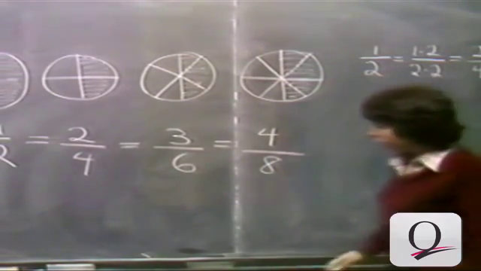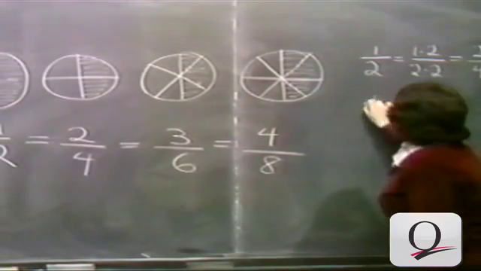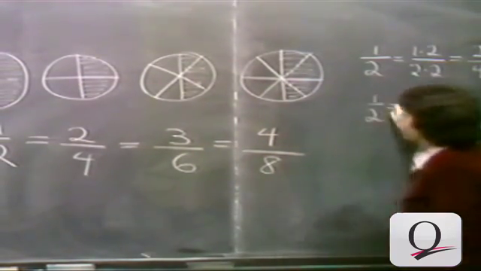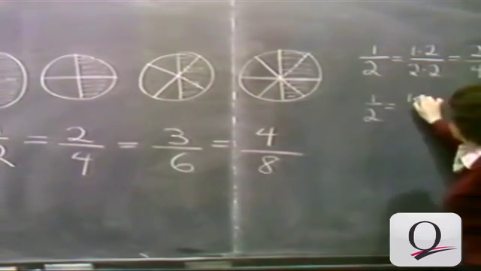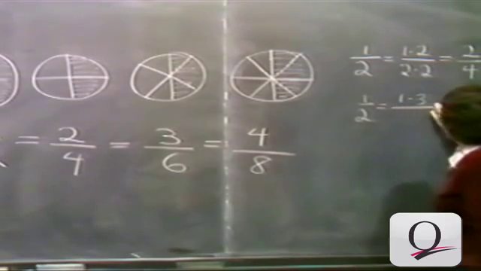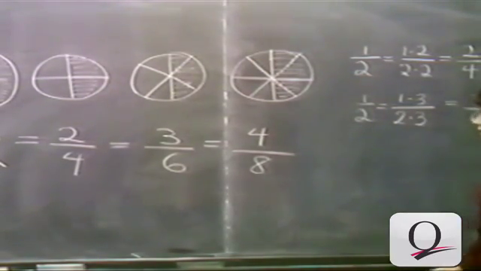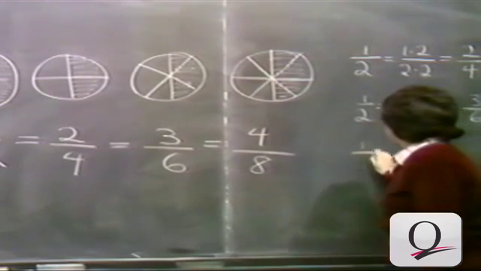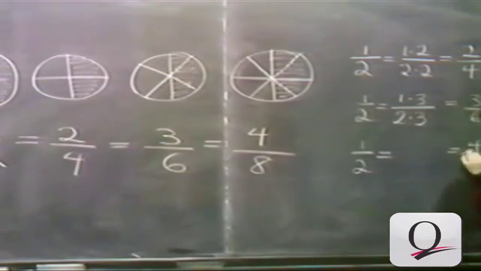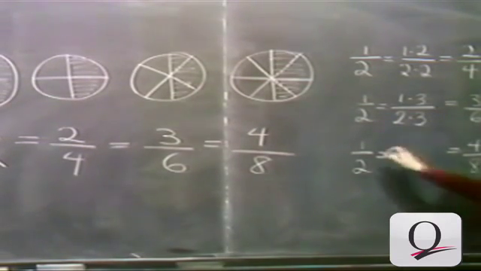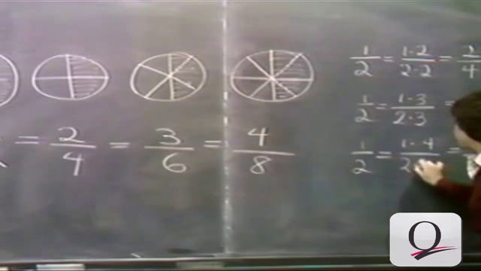Now let's look at how we can go from the first fraction to the third fraction. To go from 1/2 to 3/6, this can be accomplished by multiplying the numerator of the first fraction by 3 and the denominator also by 3. And to go from 1/2 to the last fraction, 4/8, we multiply the top by 4 and the bottom by 4.